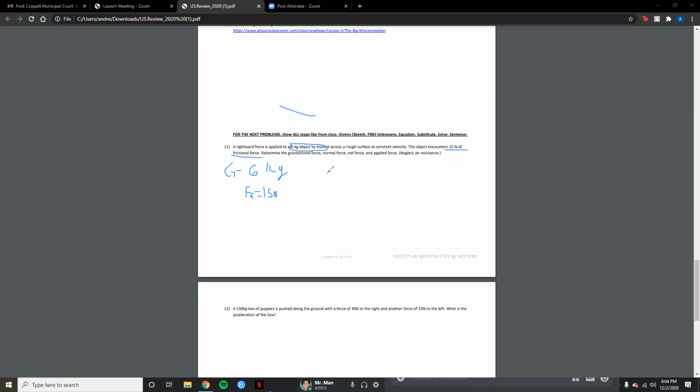So we're gonna draw a little dot, and okay, a rightward force is applied to a 6 kg object. So I wrote it that way.